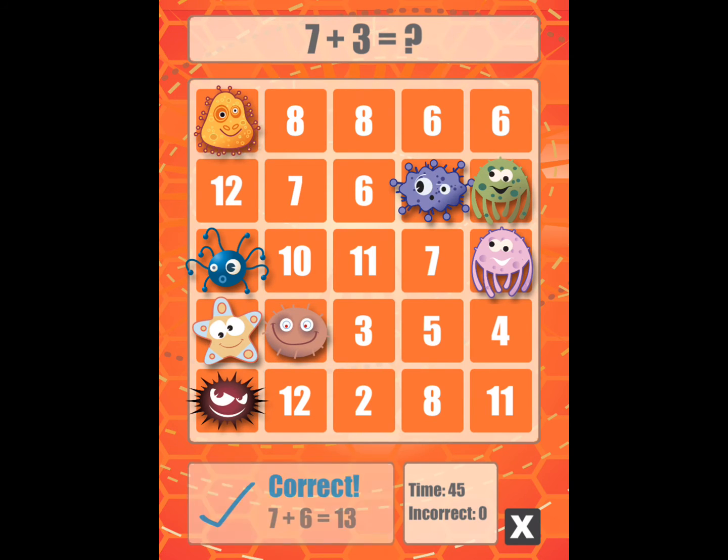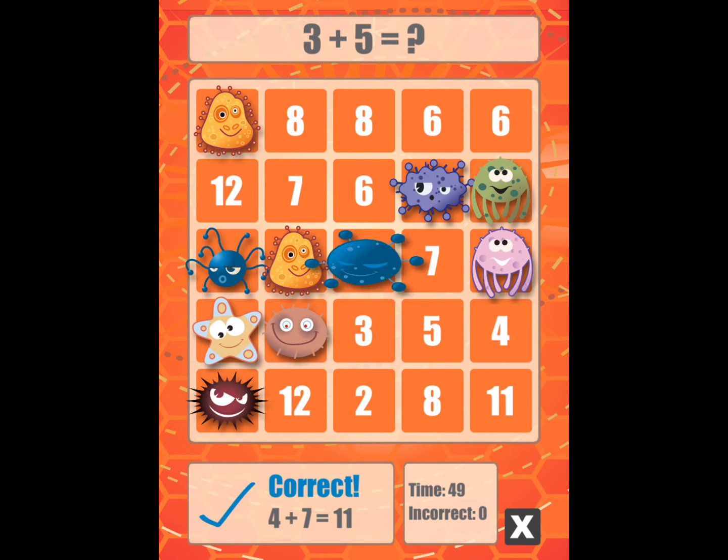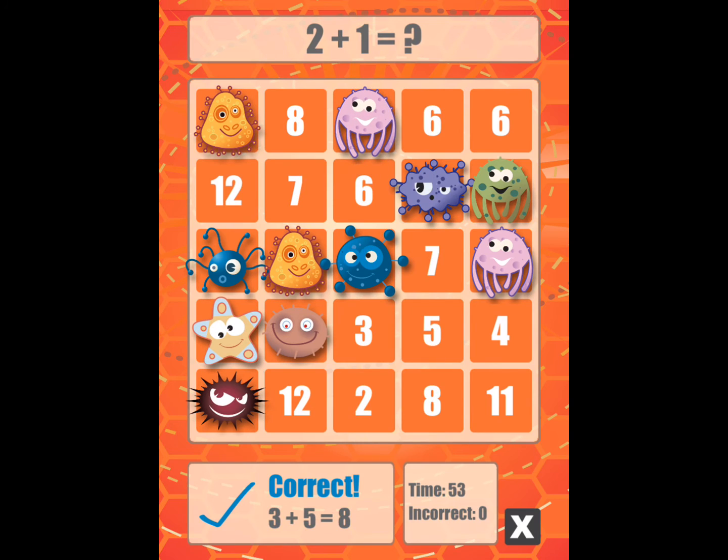7 plus 3 is 10. 7 plus 4 is 11. 5 plus 3 is 8. 2 plus 1 is 3. 5 plus 3 is 8. 6 plus 1 is 7.